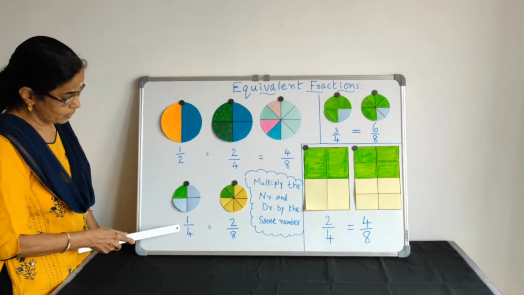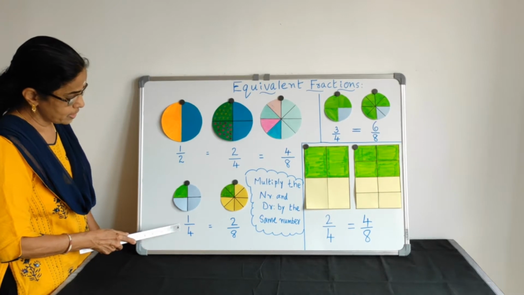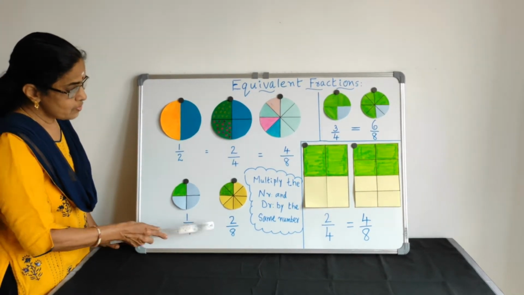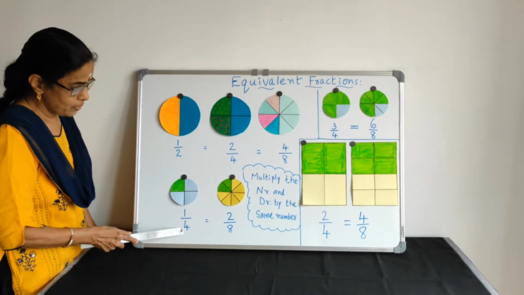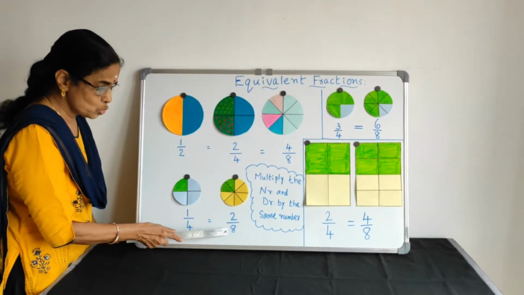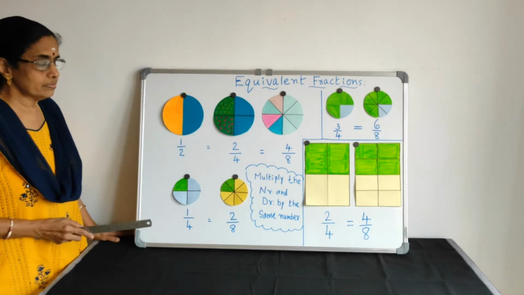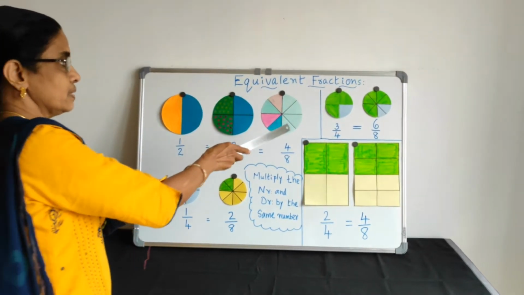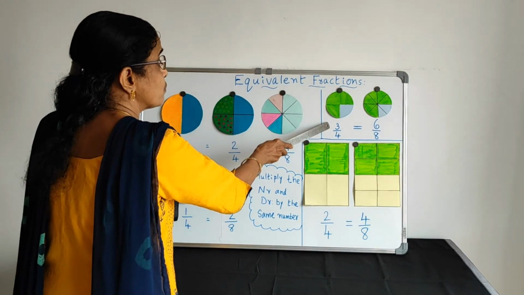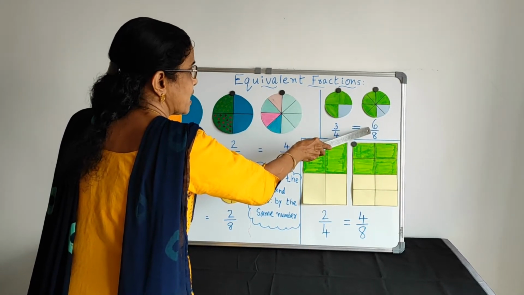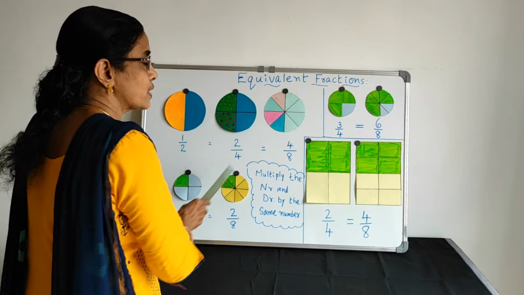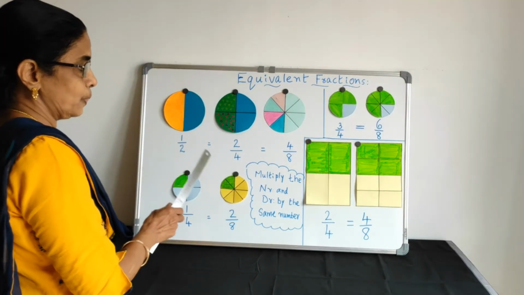Another set of equivalent fractions. Closely observe 1 by 4, which is equal to 2 by 8. Here 3 by 4 is equal to 6 by 8. They are another set of equivalent fractions.